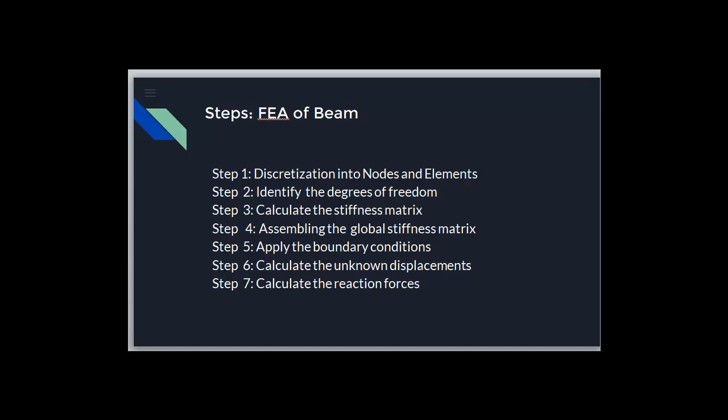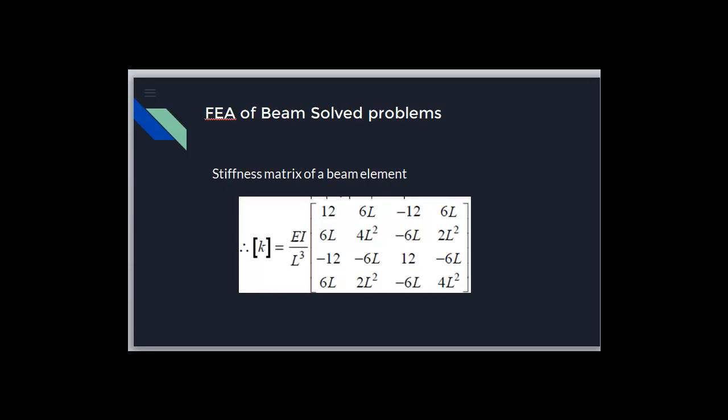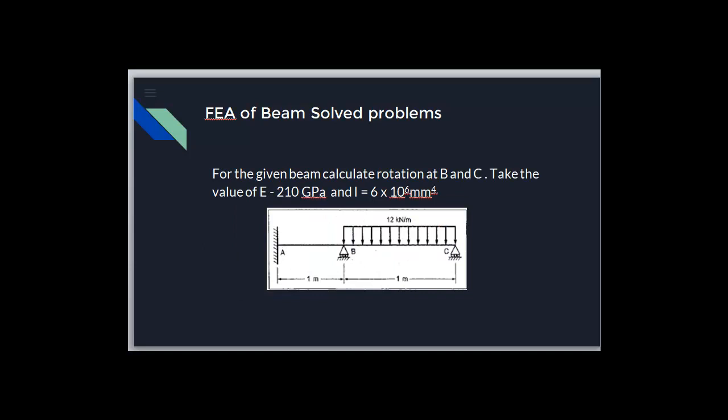calculating the stiffness matrix, followed by step 4, assembling the global stiffness matrix. Step 5 will be applying the boundary condition, and after applying the boundary condition, step 6 is the calculation of the unknown displacement. The final step is the calculation of the reaction forces for the entire beam. In order to analyze the beam by using FEA concepts, one must remember the stiffness matrix for the beam element. The stiffness matrix for the beam element is given as EI by L cube and its corresponding stiffness values, as shown in this slide.